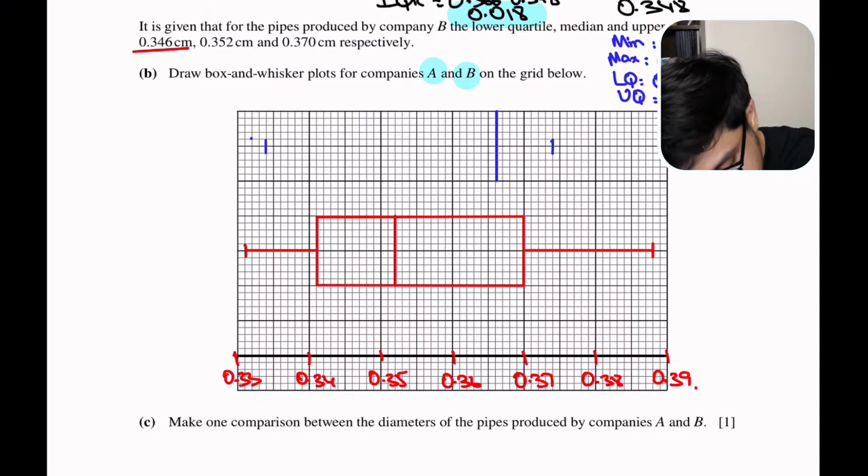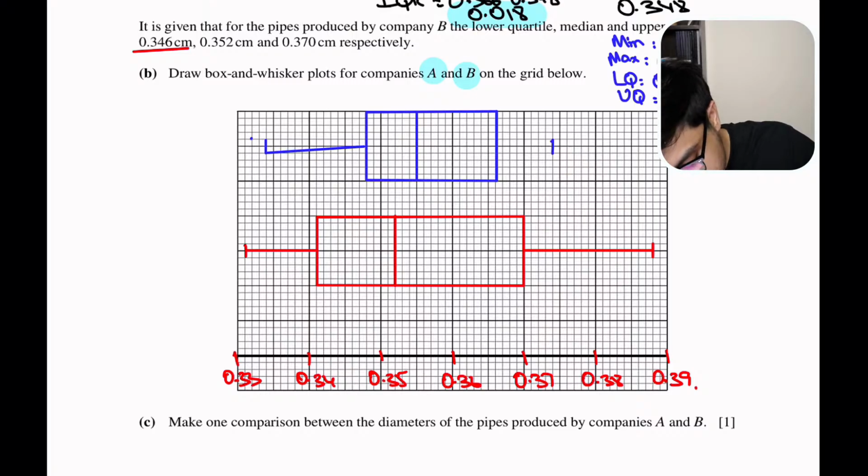Then the lower quartile is 0.348, so 0.348 is going to be here. Then the median is 0.355, so 0.355 is going to be somewhere over here, and this is how it is going to be. Then we're going to join all of these, this with this, and then join the minimum and maximum as well, with these boxes.